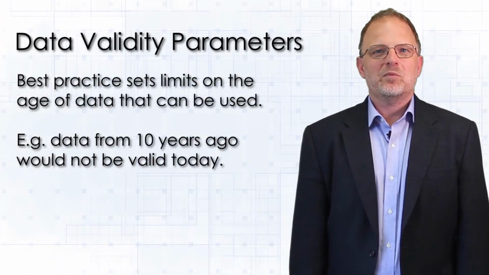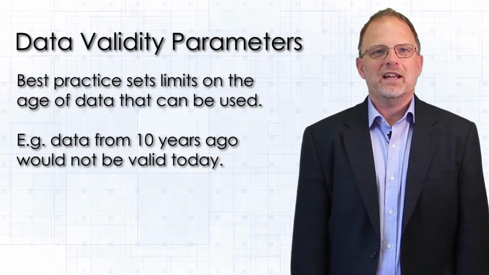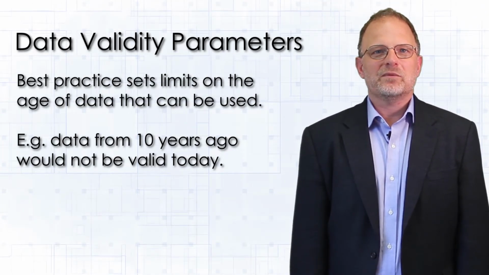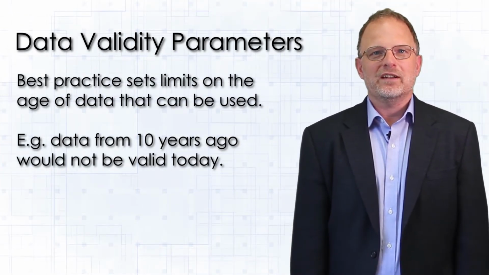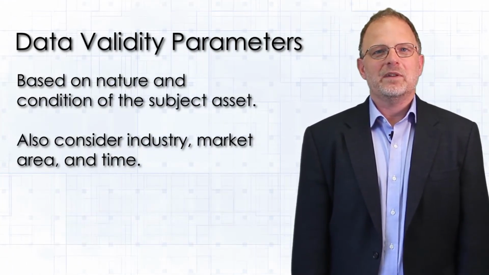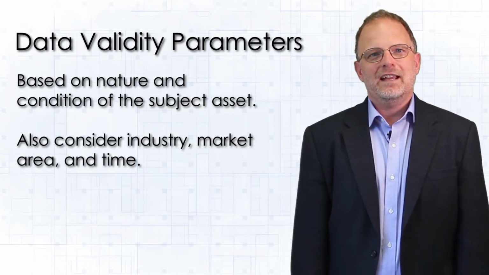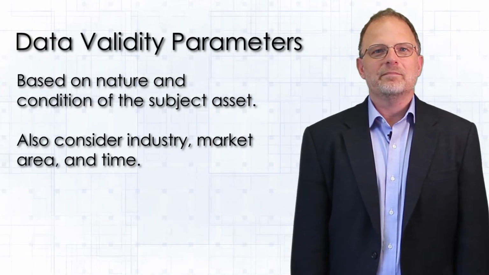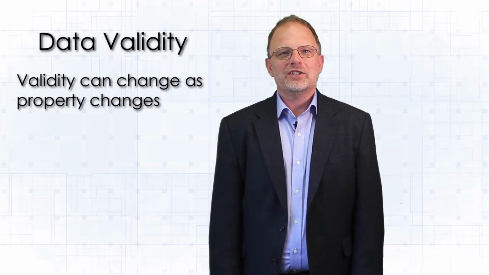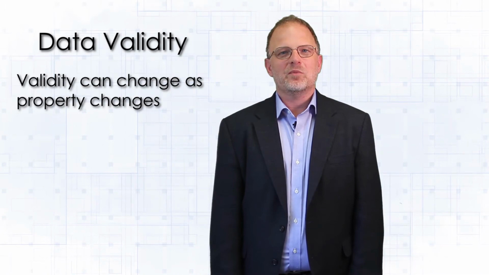Given a specific date of appraisal, best appraisal practice sets limits on the age of data that can be credibly and reliably utilized in that appraisal. For example, comparable sales with sale dates of 10 years before the appraisal date are rarely considered to be useful data. The determination of date and time limits for valid data is made based on the nature and condition of the subject asset and its industry, market area, and time. As the type of asset and/or its industry or market area change, data that was once considered to be probative to value may be considered to be inappropriate.